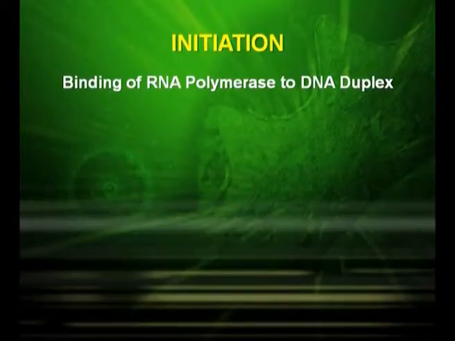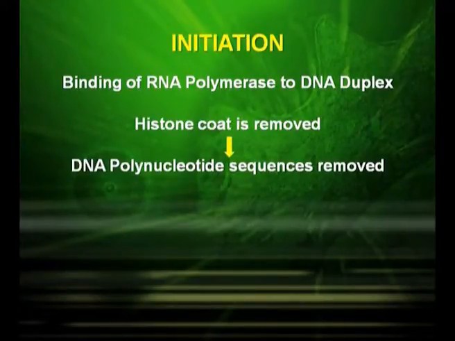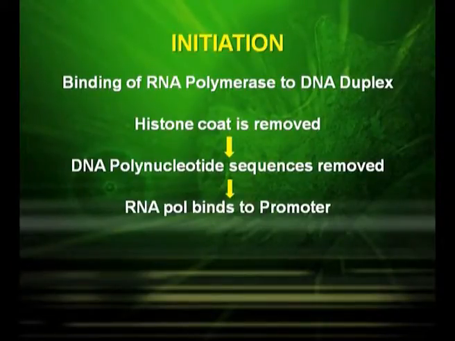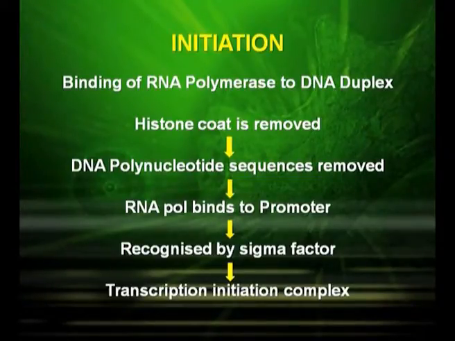Now, let us see what the important steps in the transcription process are. The first step is initiation. This includes the binding of RNA polymerase to the DNA duplex. During this process, the histone coat is removed, the DNA polynucleotide sequence is unwound, and the RNA polymerase binds to the promoter, which is recognized by the sigma factor, and there is a formation of the transcription initiation complex.